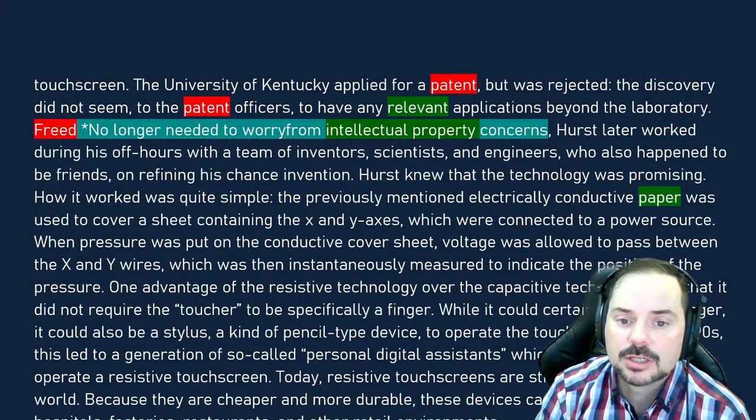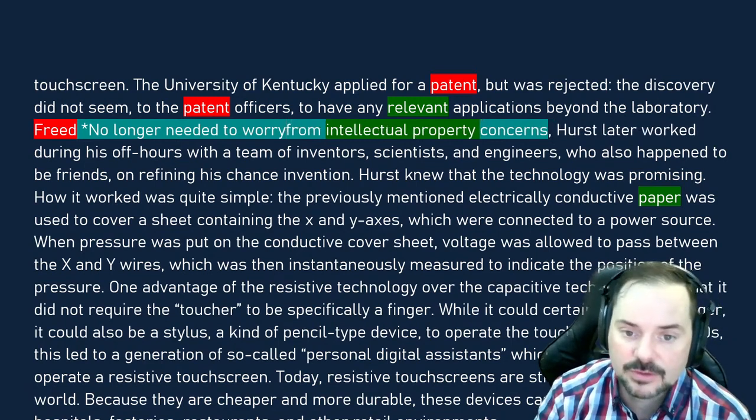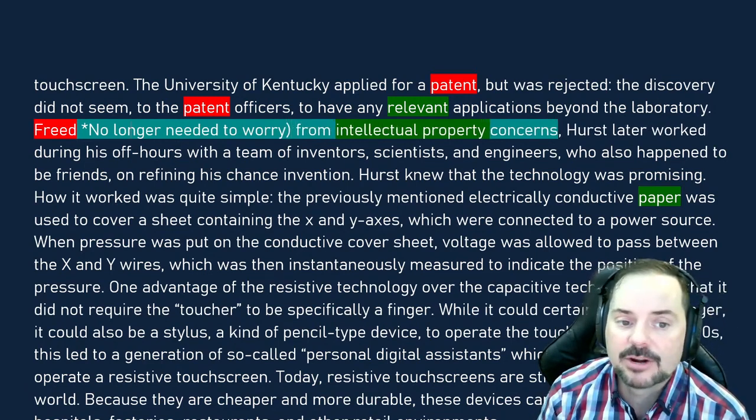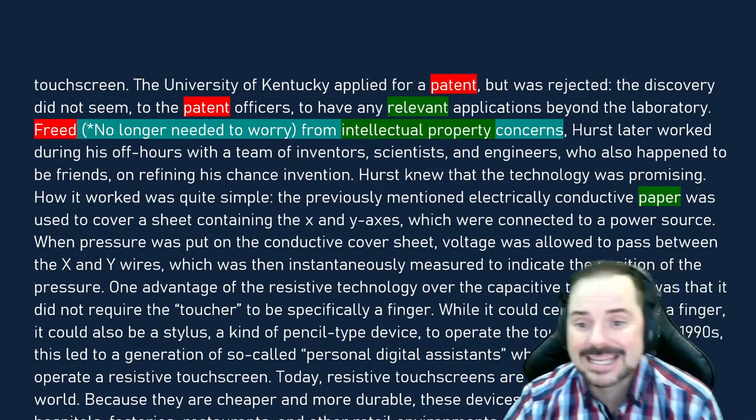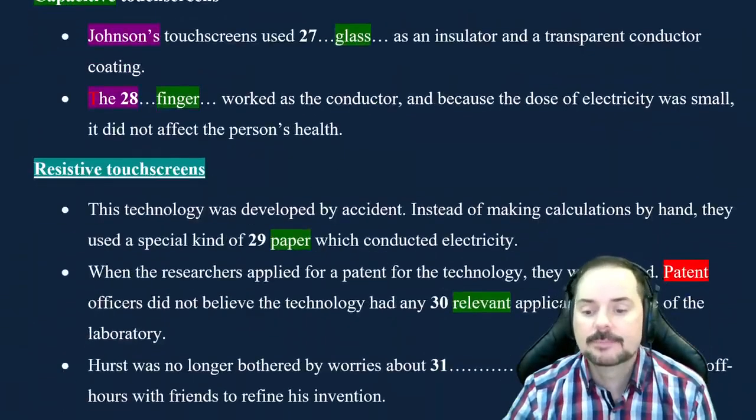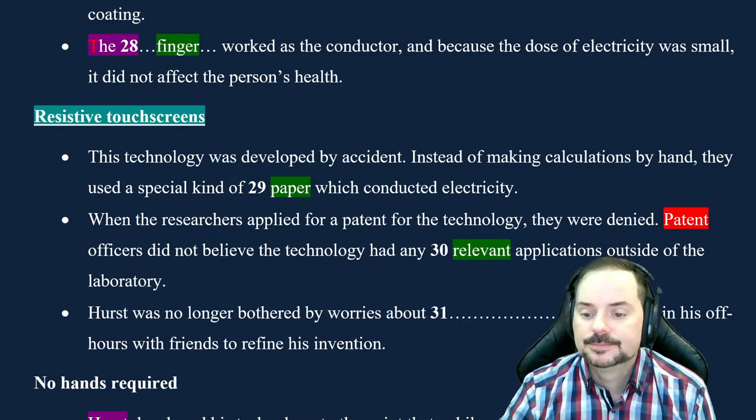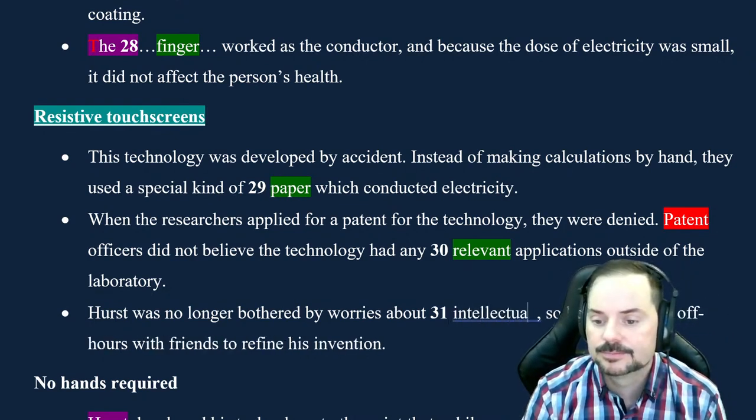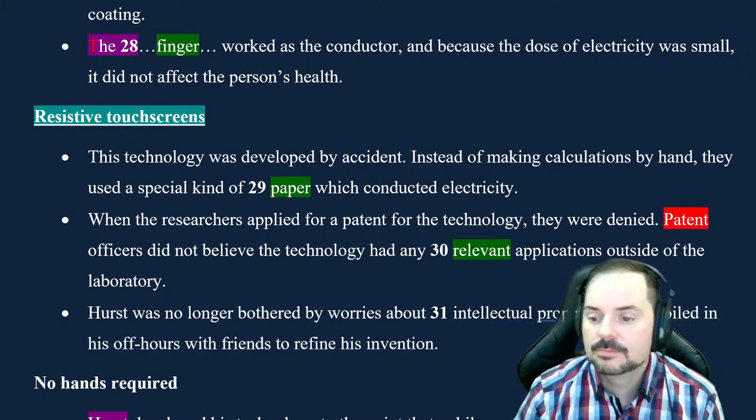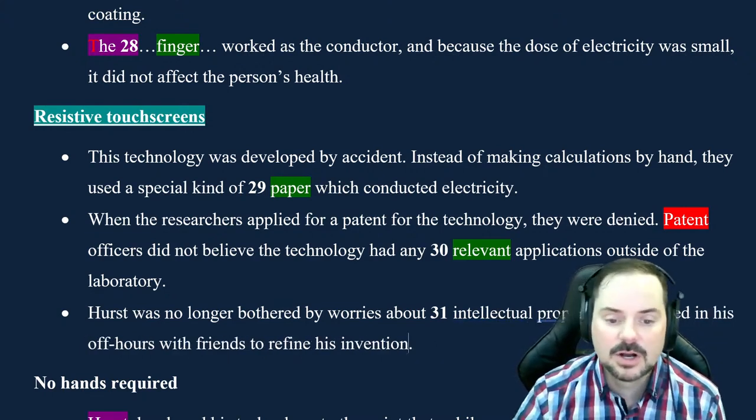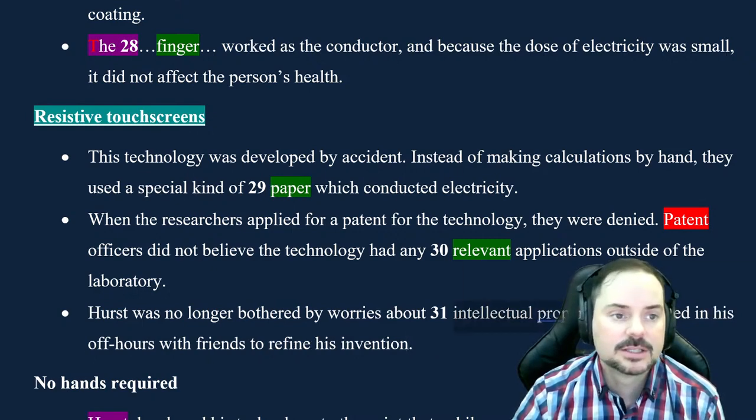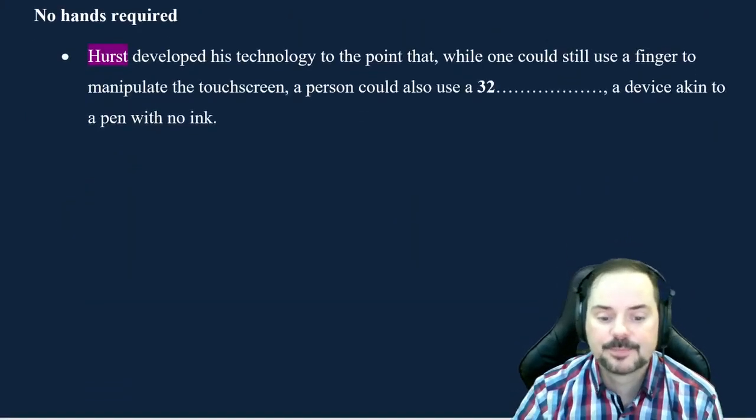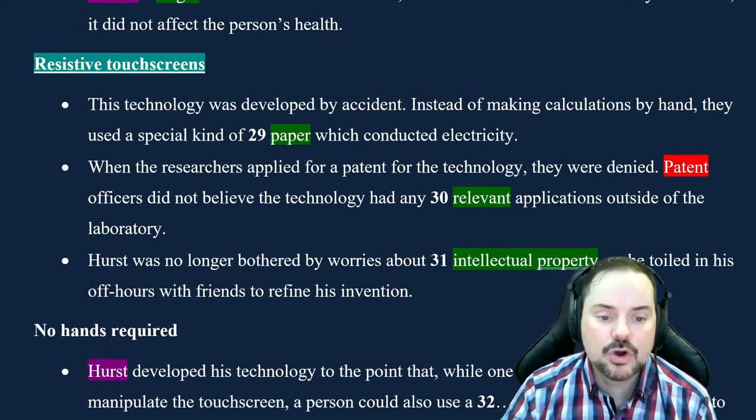So pay attention to the paraphrasing. That's how IELTS works, they paraphrase the information. So you don't find no longer needed to worry, but you find the word freed instead. Okay, so Hirst no longer bothered by intellectual property concerns or worried about intellectual property. So he toiled in his off hours with friends to refine his invention. All right. Got one more left for this. No hands required.